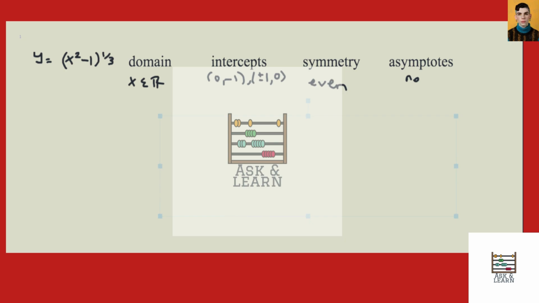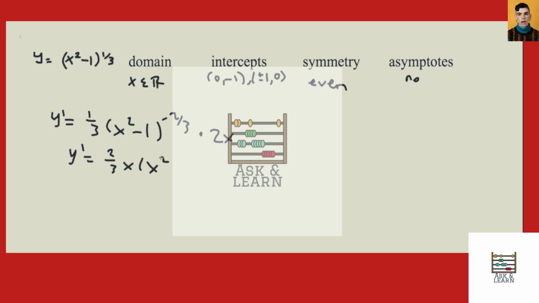And now we have to find y prime because the first derivative test allows us to see increasing and decreasing intervals. So if this is y, then y prime is 1/3 times x squared minus 1 to the power of negative 2 over 3, times what's on the inside, so 2x. Y prime equals 2 over 3, x times x squared minus 1 to the power of negative 2 over 3. And if we set this equal to 0 to find critical points, x is equal to 0, and x is also equal to plus or minus 1.